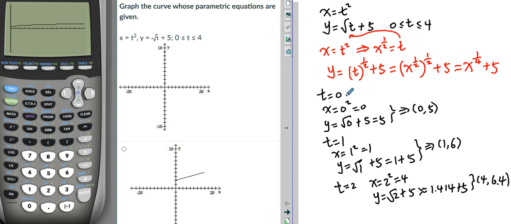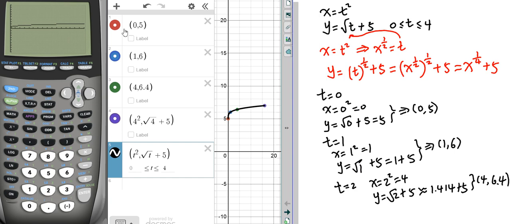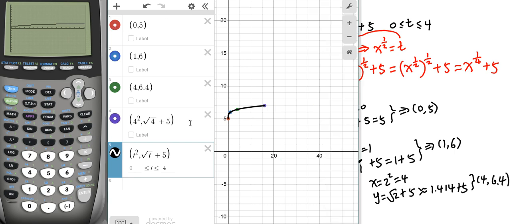Another way is you plug in t directly. You plug in t here, t squared is 0, so x should be 0. Another t you plug in here, 0, so radical 0 plus 5 is 5. So you have two coordinates: x is 0, y is 5, so 0, 5. If you have a decimal here, you have the first point, 0, 5.